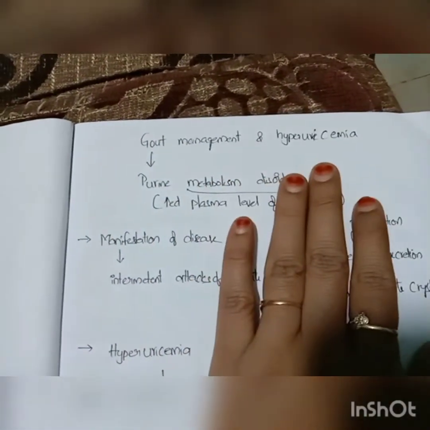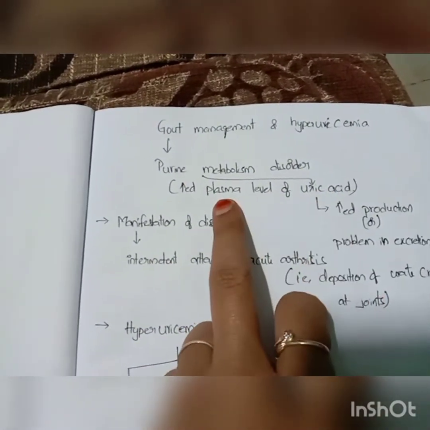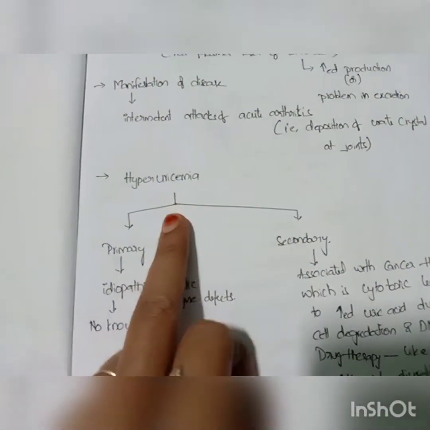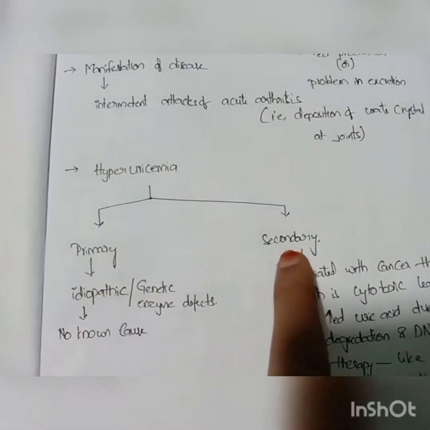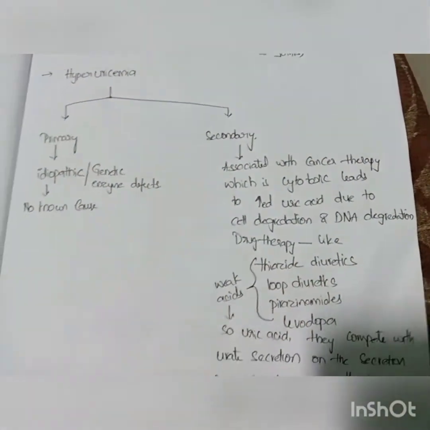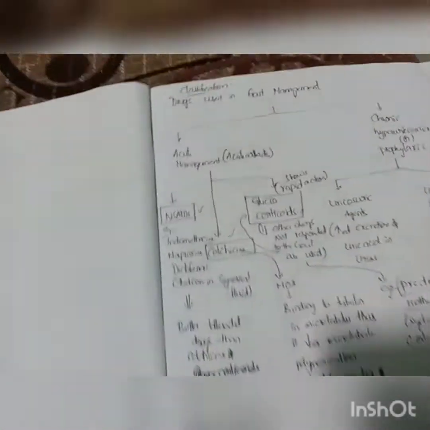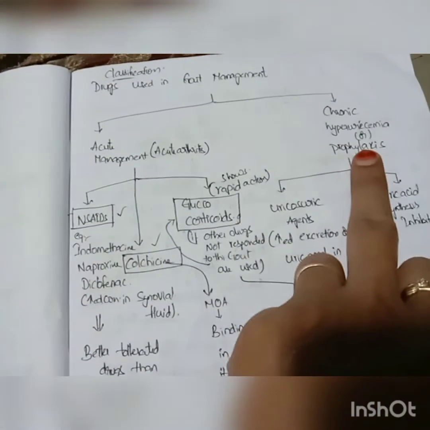Now, just a quick revision. We have seen what is gout and what is hyperuricemia. Gout means increased levels of uric acid in plasma, and hyperuricemia is of two types, primary and secondary. Primary has no known cause, idiopathic, and secondary is associated with cancer therapy and drug therapies of different drugs. Coming to the management of gout, there is acute and chronic.